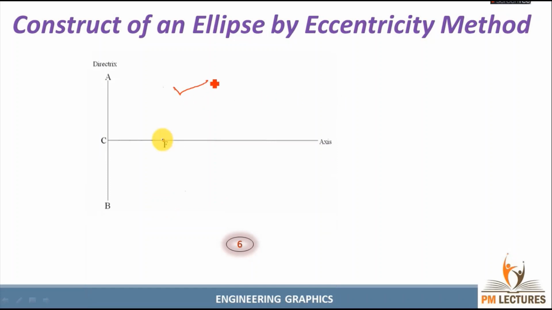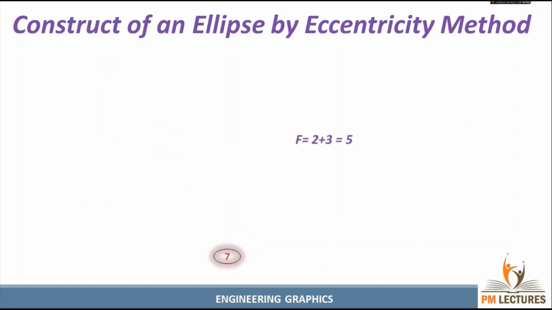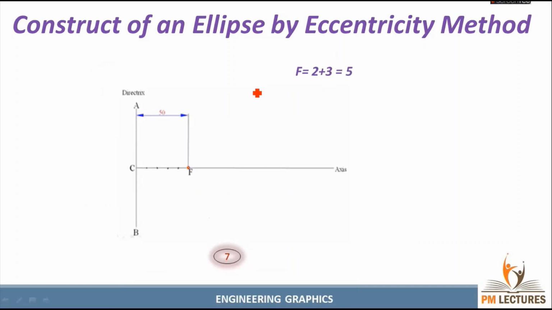After drawing this, we need to divide this C to F distance into 5 equal parts, because F is equal to numerator plus denominator, which is 5. The distance is 50 mm, as we already know. We need to divide this 50 mm into 5 equal parts, each is 10. So 10 mm you need to divide like this. You can get an output like this. You understand? It's the final output after that step.